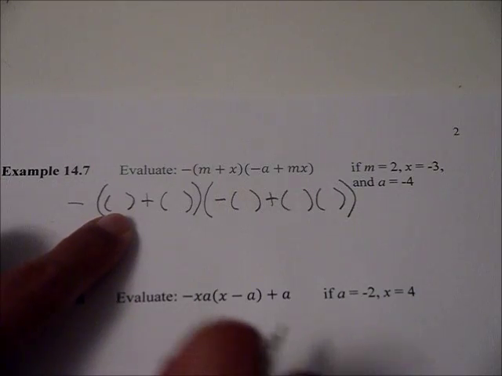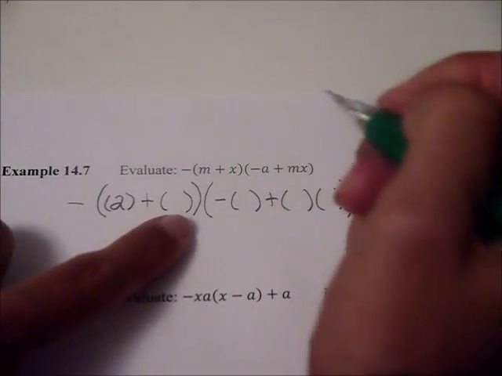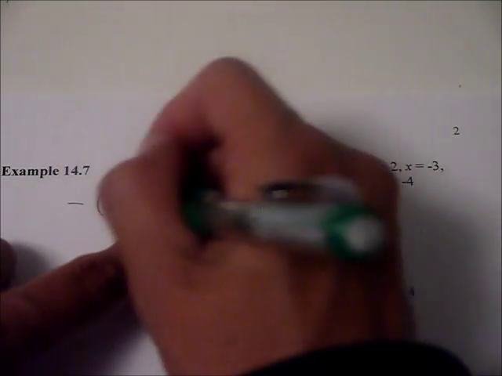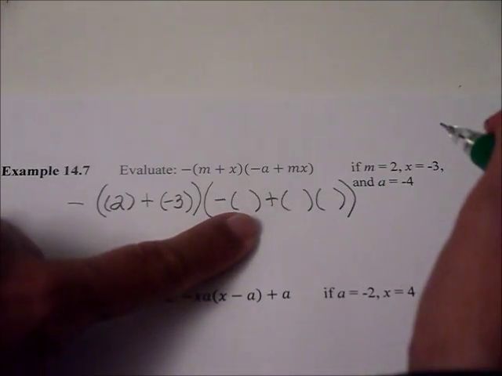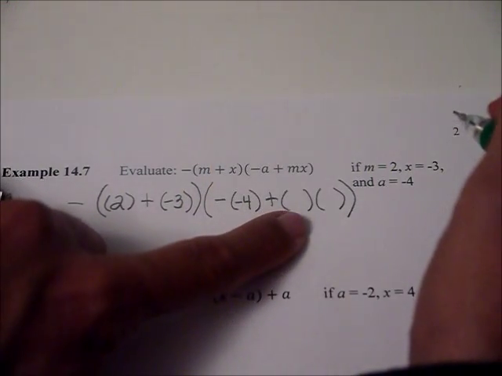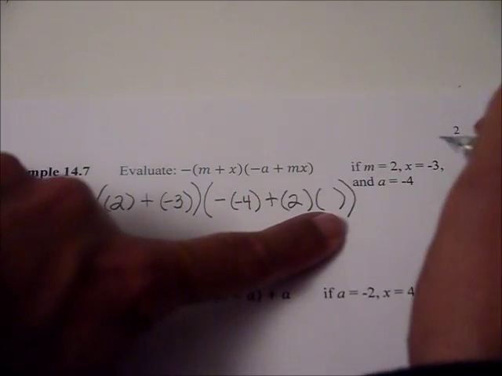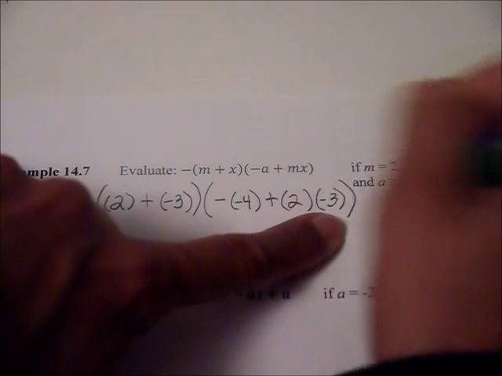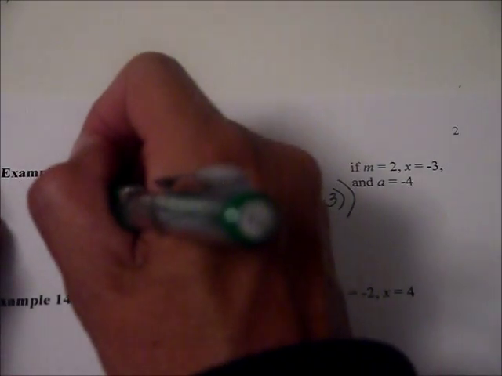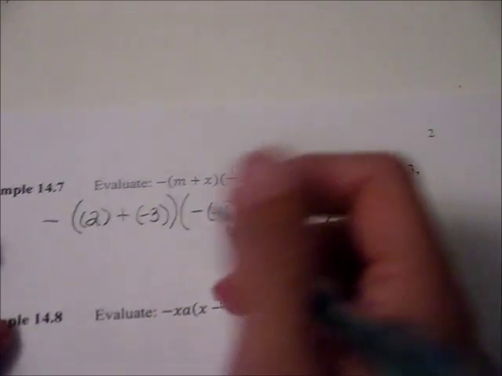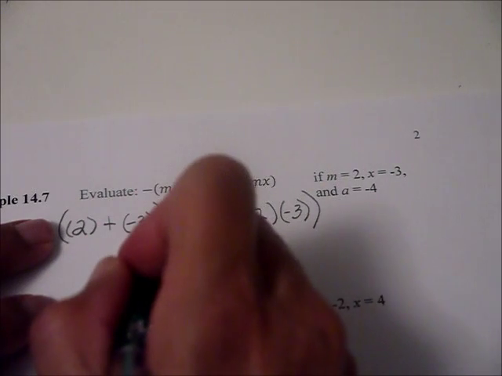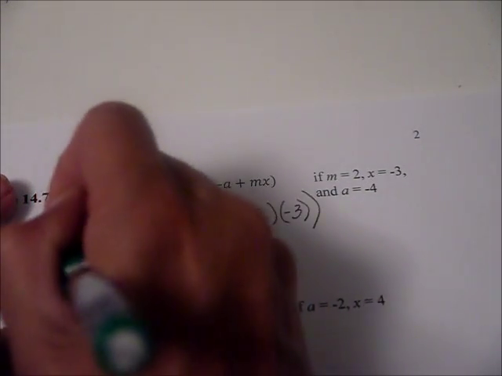So this is an M, and M is 2. This is an X, and X is -3. Oftentimes people put the wrong number in. You just have to be super careful not to put the wrong number in for the wrong letter. Okay, so now once we're there, we're almost home free because at least we have everything in the right spot. So I'm going to take care of these parentheses. This is a 2 and a -3, so that's -1.